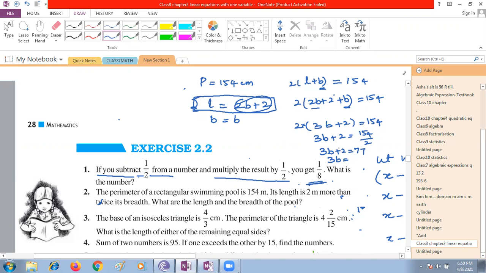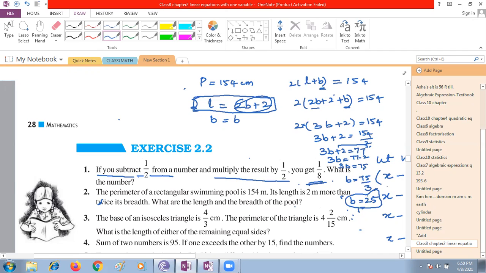Now 3B plus 2: if you transpose from left to right, plus 2 becomes minus 2. 77 minus 2 is 75. 3B is equal to 75. What is the B value? 75 divided by 3. Please do the division and tell the B value. 25, ma'am. 25 meters. So length will be 25 into 2 plus 2, that is 52 meters.